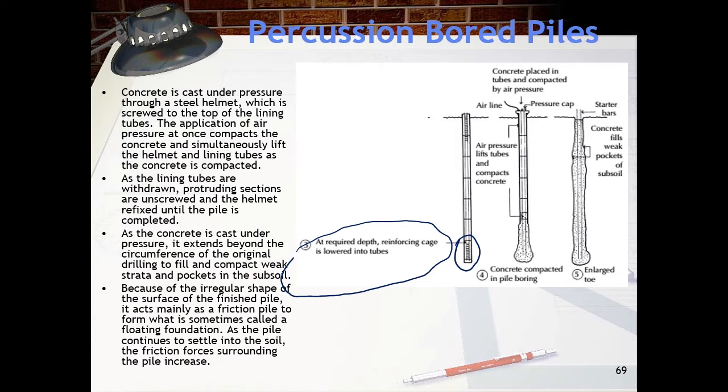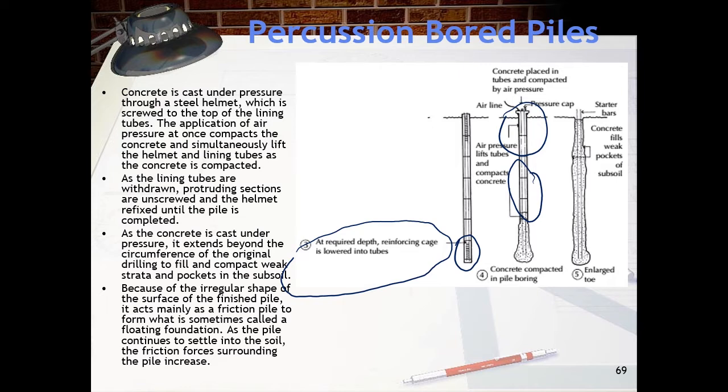Concrete is cast under pressure through a steel helmet, which is screwed to the top of the lining tubes. The application of air pressure at once compacts the concrete and simultaneously lifts the helmet and lining tube as the concrete is compacted. So as you can see, lining tubes ni makin lama makin dia tarik keluar lah. As the lining tubes are withdrawn, protruding sections are unscrewed from the helmet, refixed until the pile is completed.